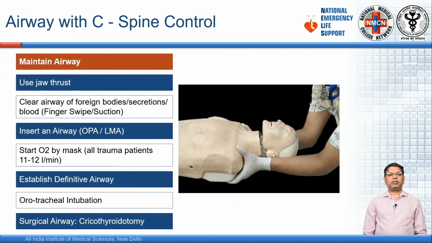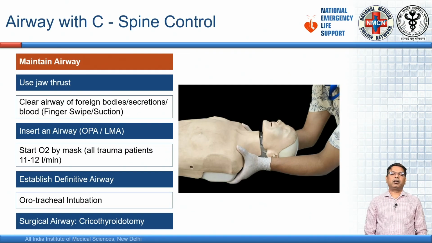Now, the overall idea is to maintain the airway. For maintaining the airway, we can use simple maneuvers like jaw thrust. If you have any secretion inside, blood or secretion, you can go for suctioning. Always give oxygen to these patients, because many times these patients are agitated not due to head injury but due to hypoxia. So always give high flow oxygen, 11 to 12 liters per minute, and if required, you have to establish a definitive airway in the form of orotracheal intubation.